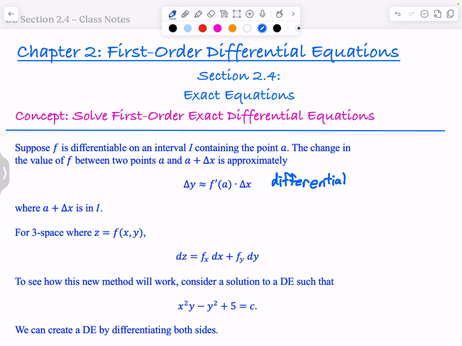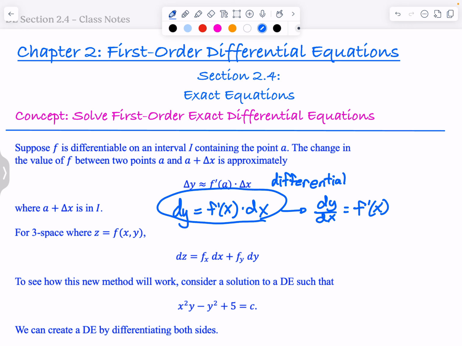Sometimes, though, we take it from there and say dy is equal to f prime of x times dx. We shouldn't really be splitting a derivative, but we could think about it that way. We wouldn't really want to separate dy and dx unless we're going to do separable equations or something like that. Okay, so that is from Calc 1. We get this, and it's called a differential.